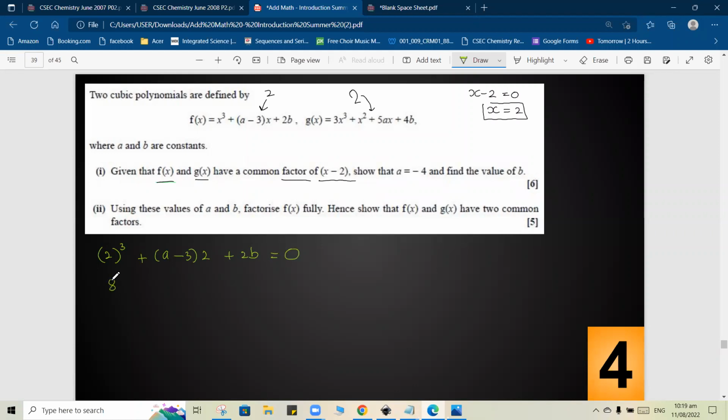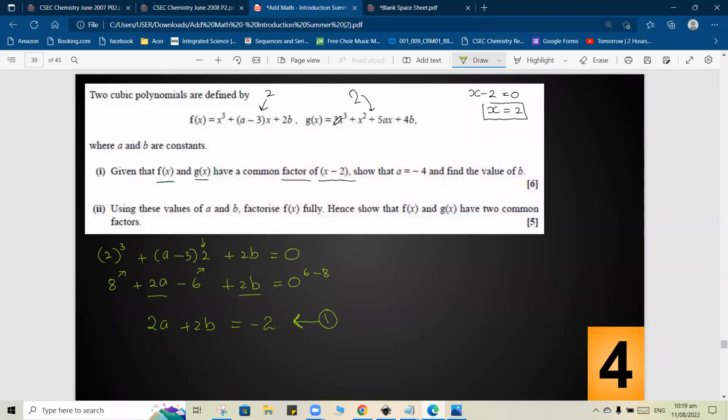So let's simplify this. 2 to the power 3 is 8. Here we have a bracket and a value outside. We have to multiply everyone inside here by 2. 2 by a is 2a. 2 by minus 3 is minus 6. Plus 2b is equal to 0. Let's simplify this. Leave the a and b on this side. So 2a plus 2b. And if we throw everyone on the other side, we will get positive 6 minus 8, which is minus 2. This here is equation 1.